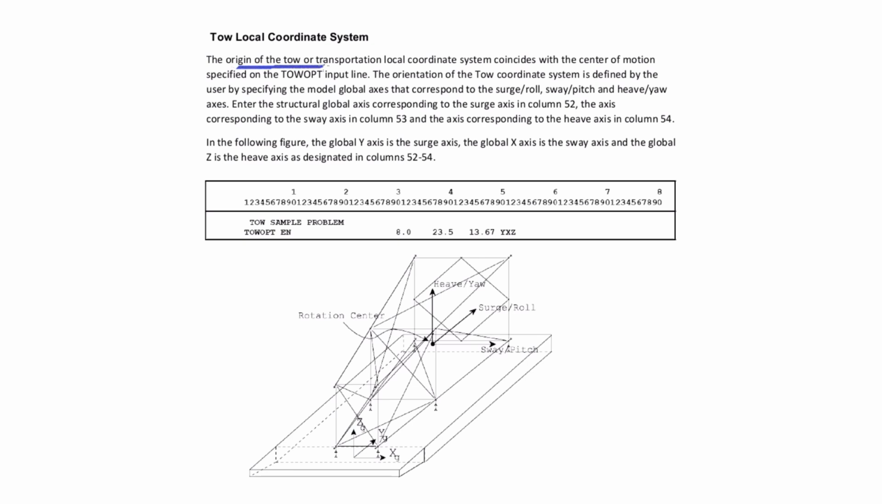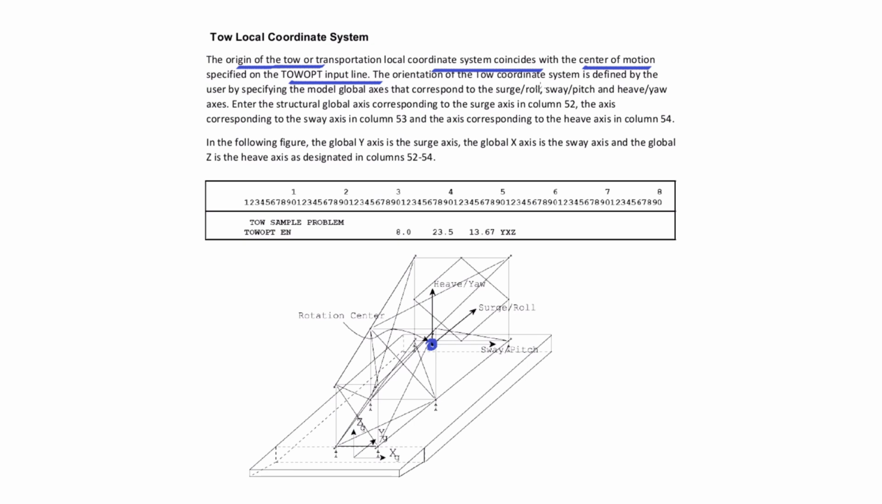The origin of the tau or transportation local coordinate system coincides with the center of motion specified in the tau option input line. So the origin of the tau or transportation local coordinate system and the center of motion are the same. Here you can see the rotation center. So this is the center of motion that will be specified in the tau input line.